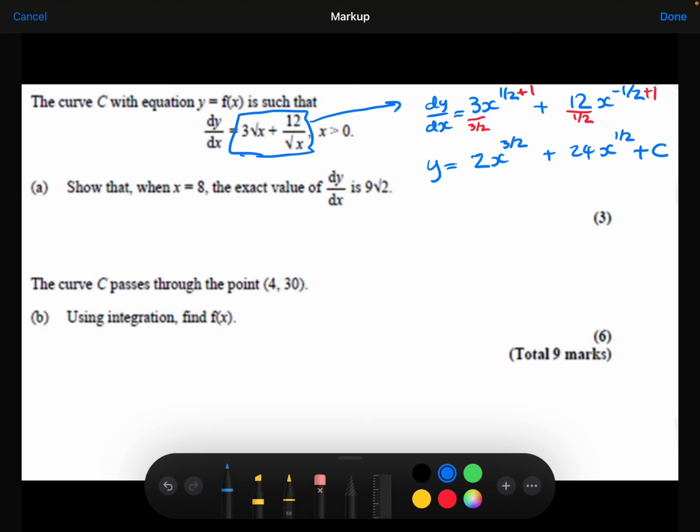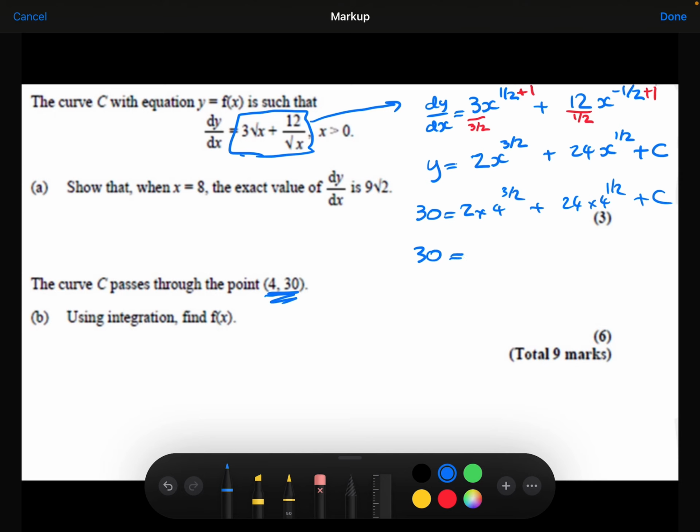We need to work out what that plus c is though, which is fine, we can do that because we have been told a coordinate here. We've been told it goes through the point 4, 30. So I can substitute 30 in instead of the y, and 4 in instead of the x. And hopefully I can now work out c.